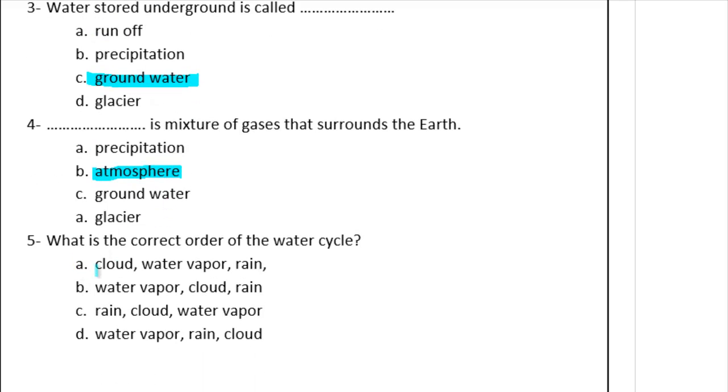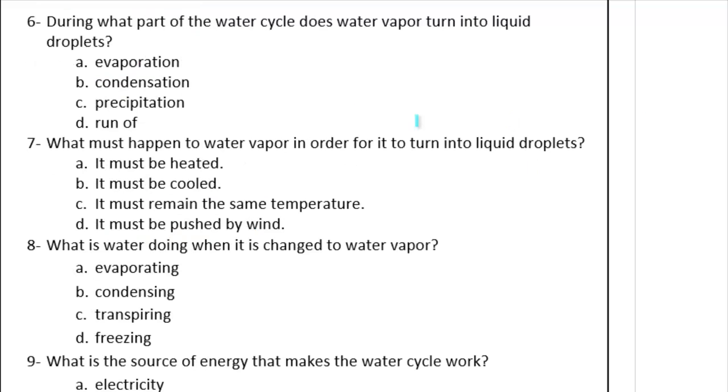Number 5, what is the correct order of the water cycle? The water cycle starts with first water vapor, after that clouds, then rain. So water vapor, clouds, then rain. Number 6, during what part of the water cycle does water vapor turn into liquid droplets? When the water vapor turns into liquid droplets, this is called condensation.